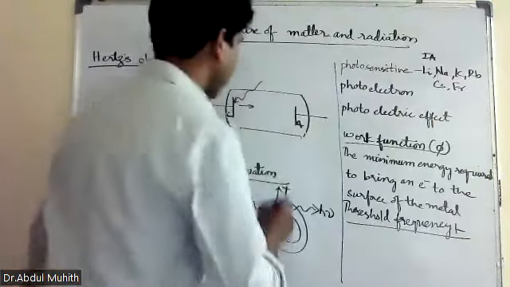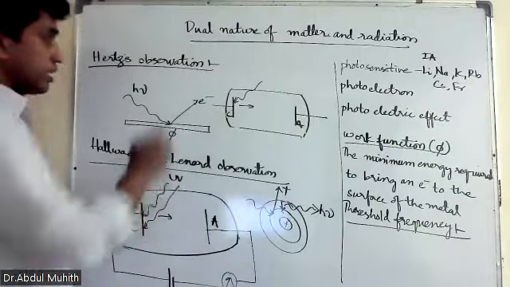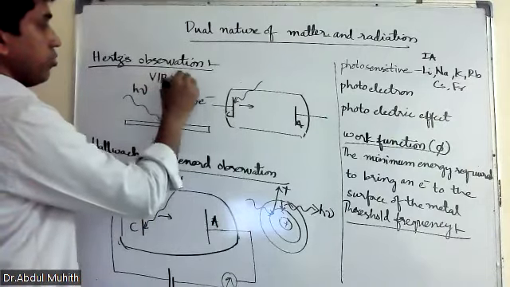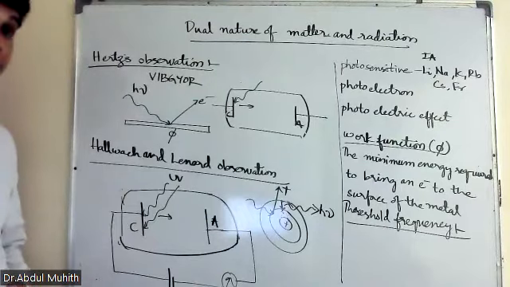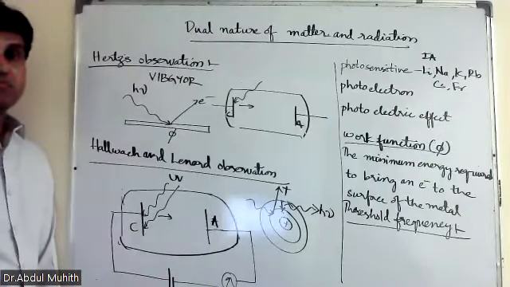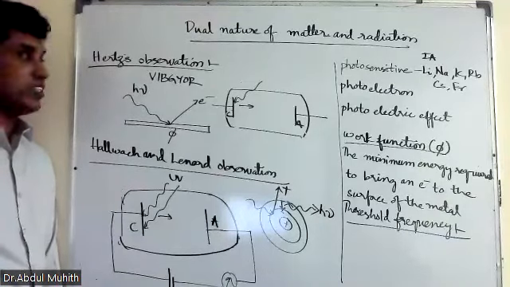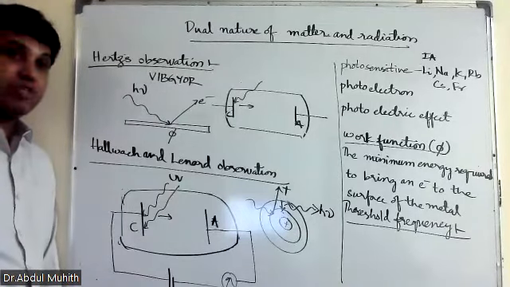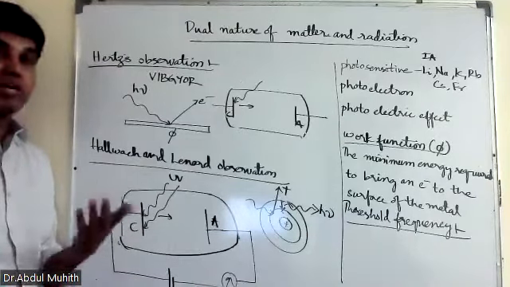Threshold frequency means, when the light is incident, it doesn't mean that electron will come out for every frequency. For certain frequency, it will come out. For example, I am writing VIBGYOR. Out of these 7 colors, which has the highest frequency? Not red, sorry, violet. Violet has more frequency and less wavelength. Red has less frequency, more wavelength. That is why we use red color light for the danger signal. You can see red from a long distance also.